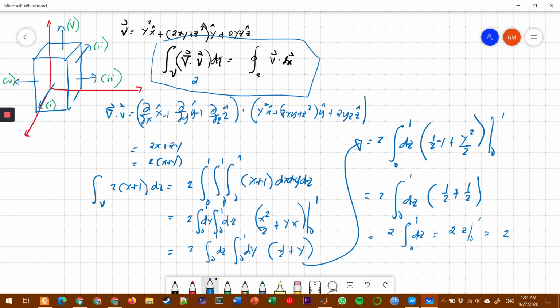This one is your divergence theorem. This is your faucet, the source, and this is the flow out to the surface. This is the source, this is the flow out to the surface. Okay.